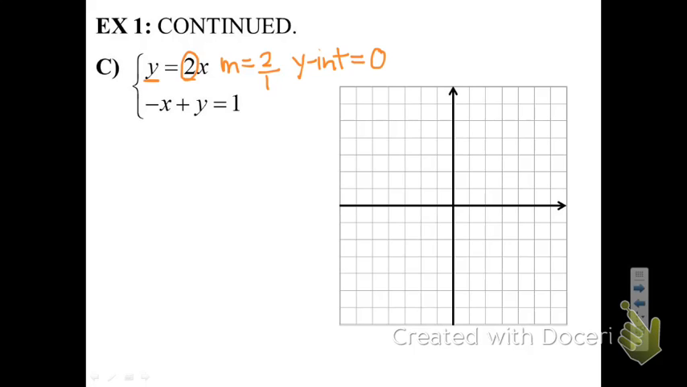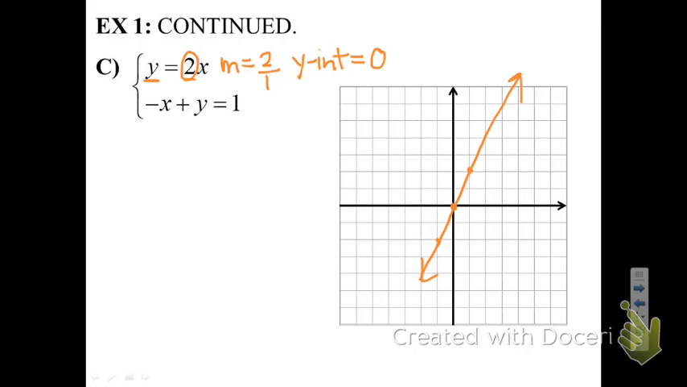So to graph that, we start at 0, and then we apply that slope, up 2 over 1, down 2, back 1, and we draw that line. And you want to be ever so careful when we're graphing these. They need to be exact. If you need to use a ruler or a straight edge, that would be the best.